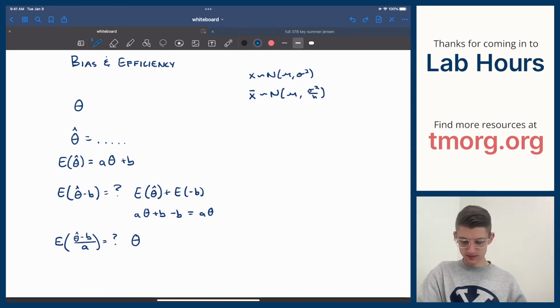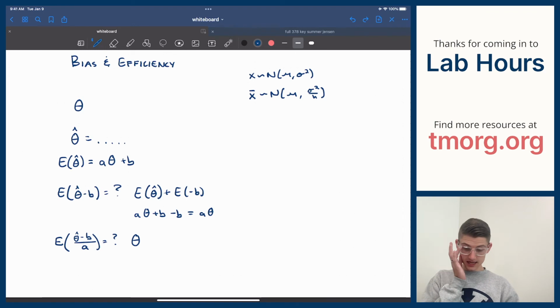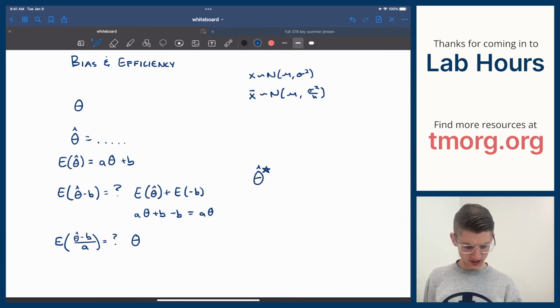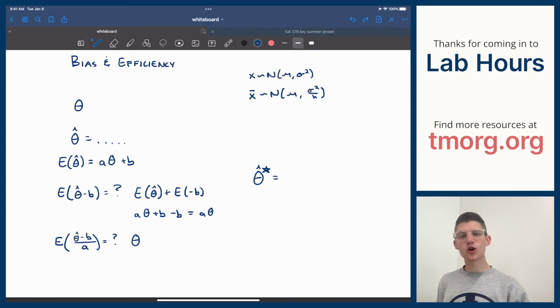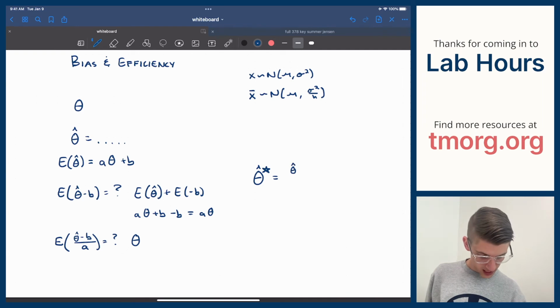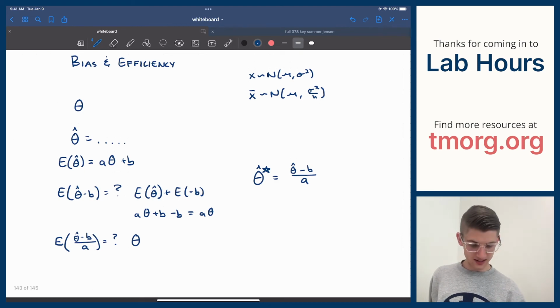How does this make any sense? The really cool thing is that it becomes a function of theta hat. Whatever theta hat is, you could call this theta hat star, which could be a function of theta hat, just like how x bar is a function of xi specifically. Maybe theta hat star is the way you've adjusted your telescope, you've fixed your estimator. That could be equal to theta hat minus b over a, right? What would the expected value of theta hat star be?